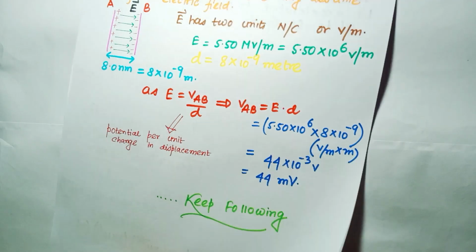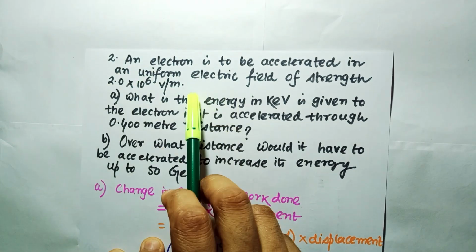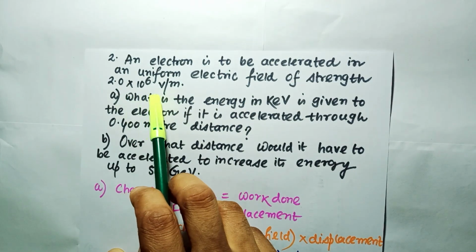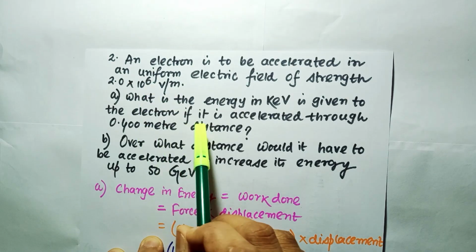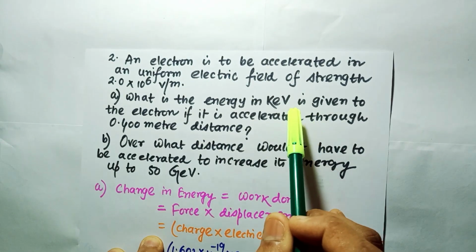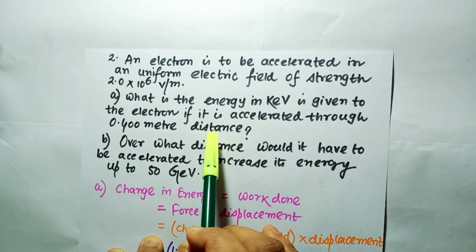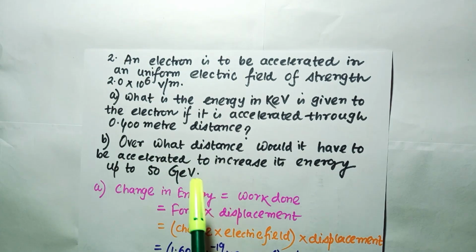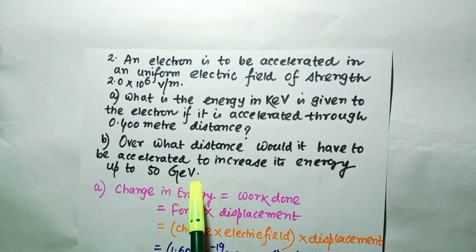So our next problem looks like this. Number 2: an electron is to be accelerated in a uniform electric field of strength 2 into 10 to the 6 volt per meter. So this is the magnitude of the electric field. What is the energy in kilo electron volt given to the electron if it is accelerated through 0.4 meter of distance? And the second question is, over what distance would it have to be accelerated to increase its energy up to 50 giga electron volt?